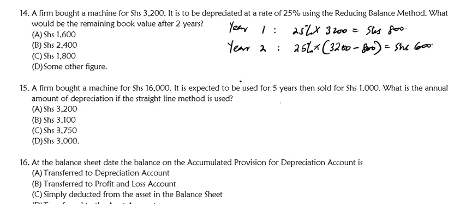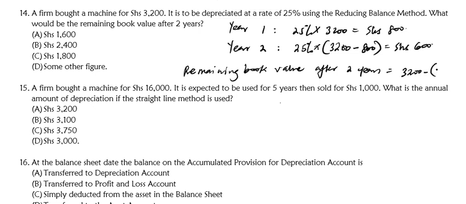So our remaining book value after 2 years. The cost is how much? The cost was 3,200 minus the accumulated depreciation, because they want us to get the remaining book value after 2 years. So that will be 3,200 minus the accumulated depreciation.